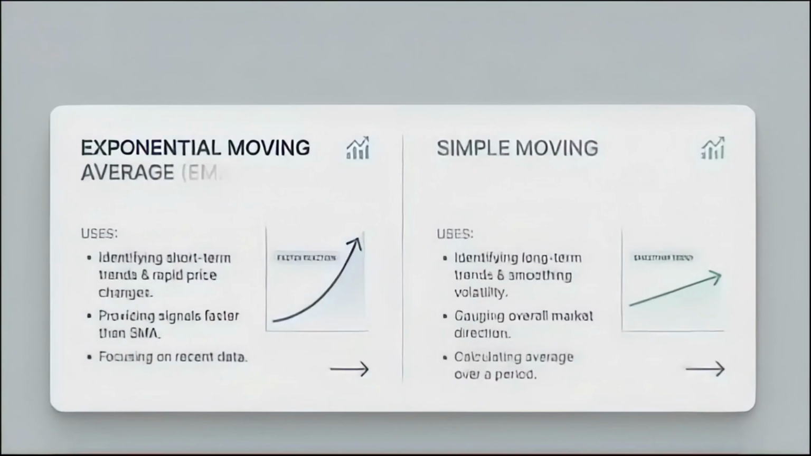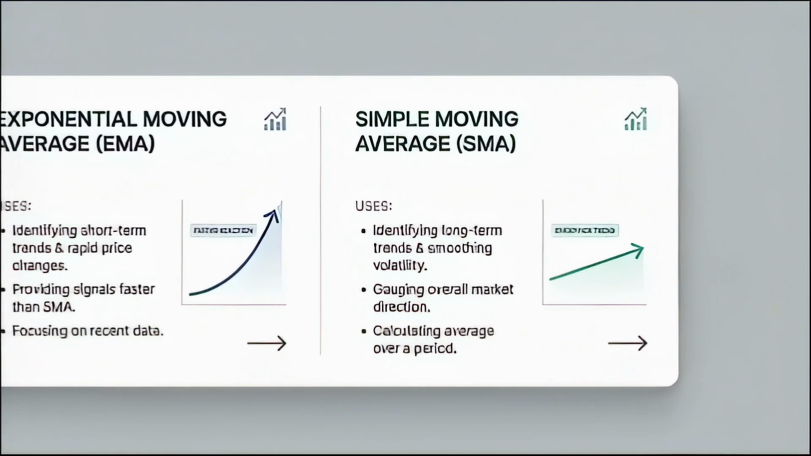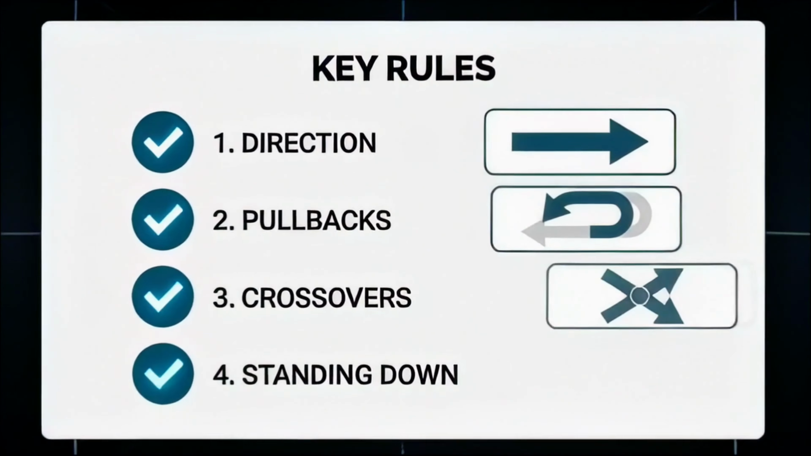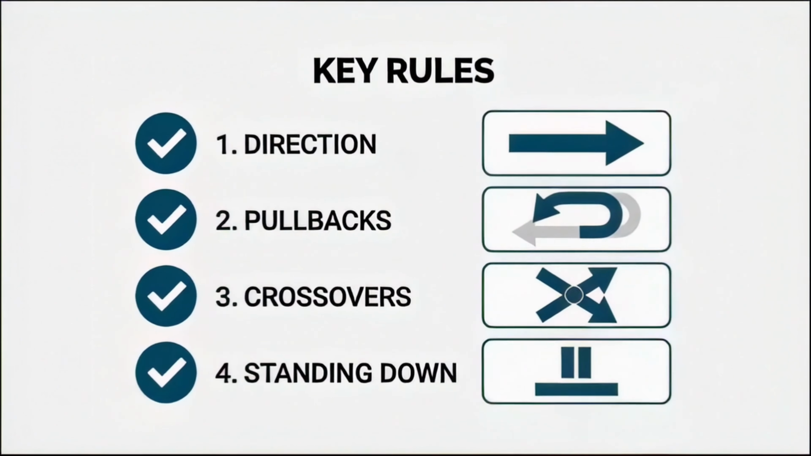So here is the whole thing. Exponential for fast decisions, simple for the big picture. 9 and 21 as your day trading pair, 50 and 200 left exactly as they are. Read direction first, trade pullbacks to the lines, use crossovers as confirmation, and stand down when everything goes flat.